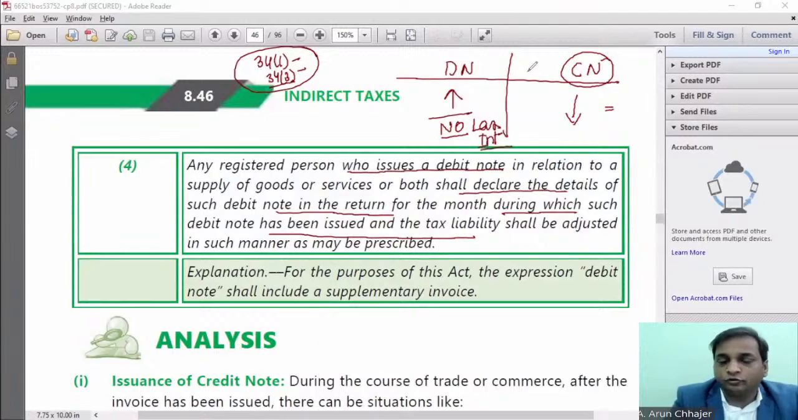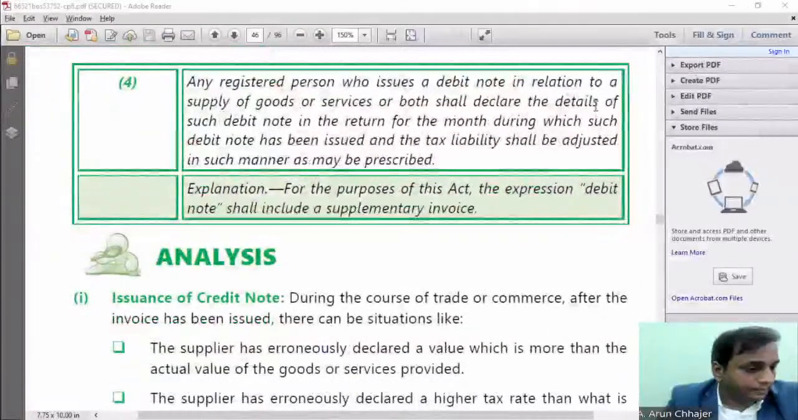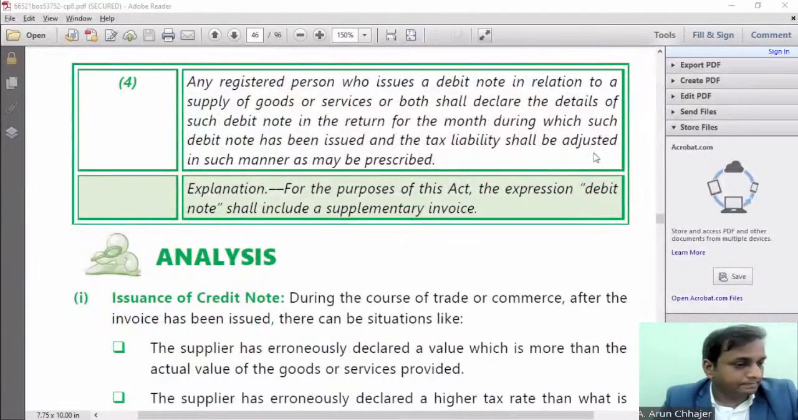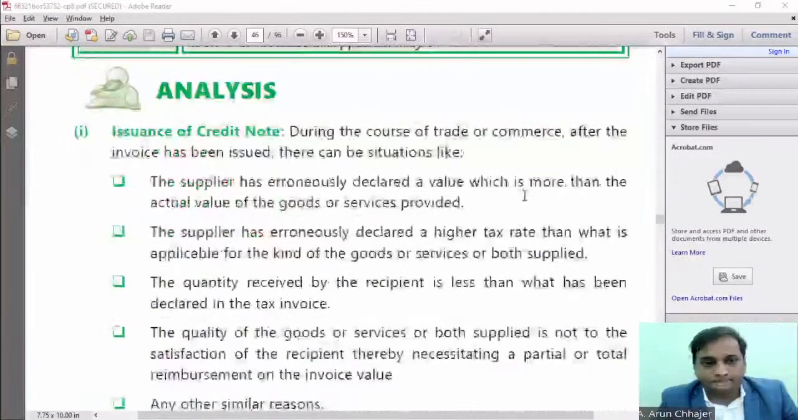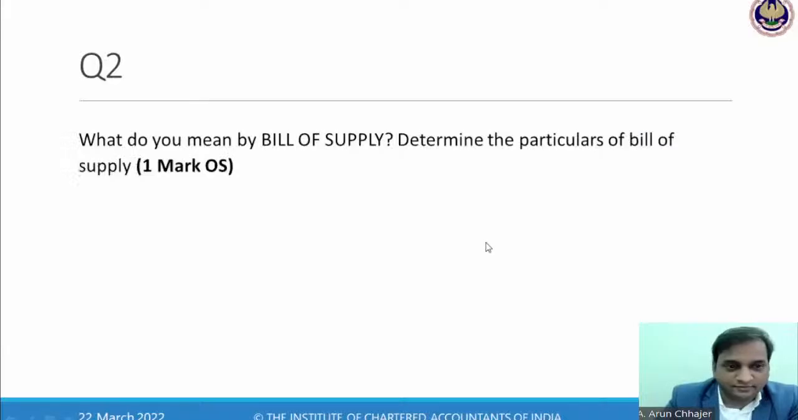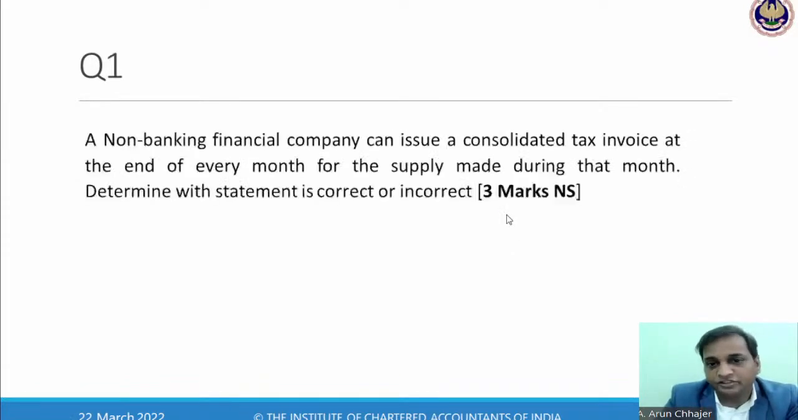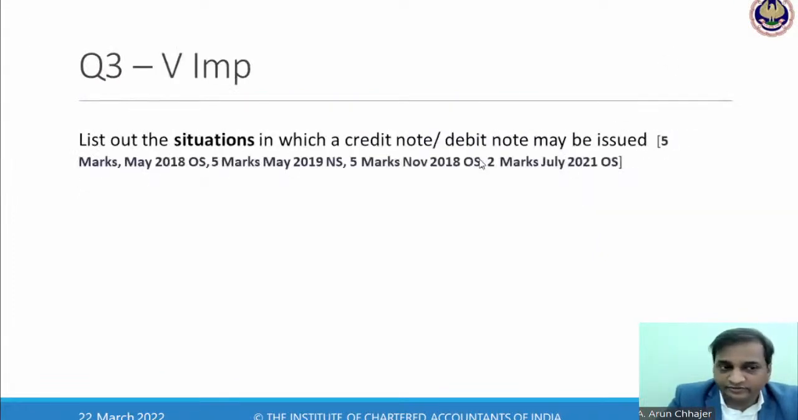Fine. Now let's move to the question answers, because we have completed the topics. We are only left with the last topic, that is e-invoice. We will discuss it after completion of the question answers. So this we have discussed. Yes, I hope you are clear.